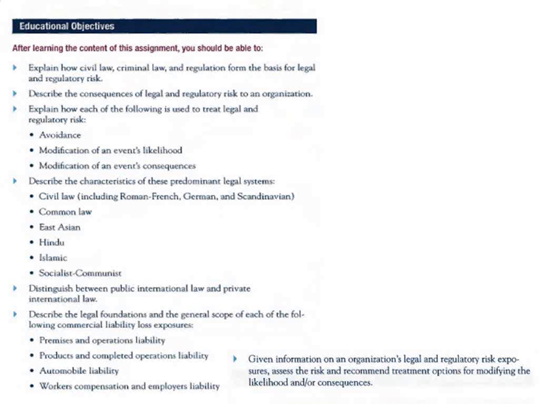And then part of what we want to look at is how avoidance and modification of event likelihood and event consequences play a role, and we're going to be looking specifically at torts, those types of things, and negligence, and go into detail. What's interesting is that the objectives don't list all those things, but that's probably what's key about this chapter: really understanding how torts and statutes work.